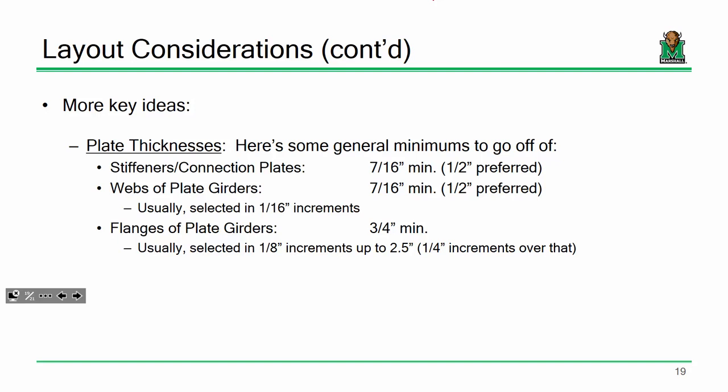Webs, because webs take up a lot of steel, usually your webs are selected in 16ths of an inch increments, because you've got a web that's really deep. So that is a lot of steel, so maybe you want to look at 16ths inch increments. Flanges are usually in eighth inch increments up to about 2.5 inches. Anything over that, you're going in quarter inch increments. Usually the minimum size flange that you'll see is 3/4. You usually won't see anything lower than that.